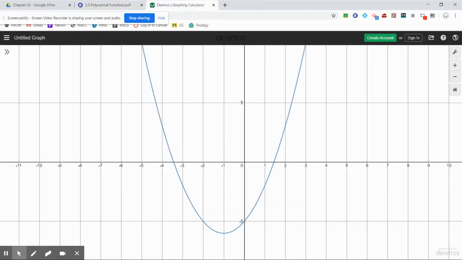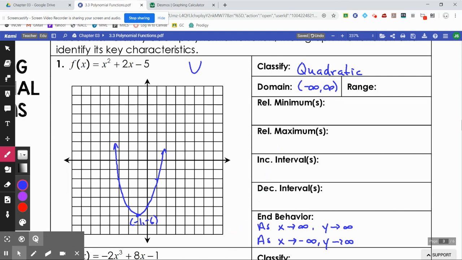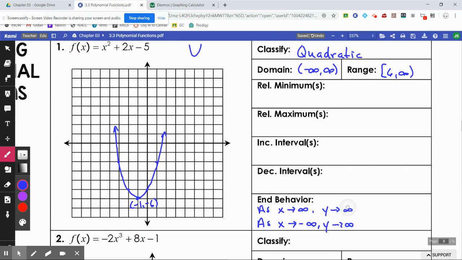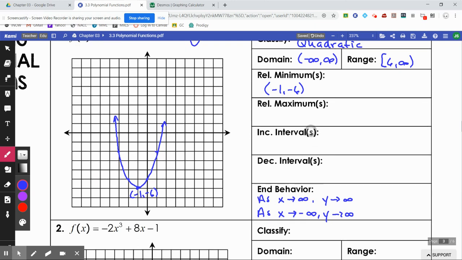So here's our first graph, and we see that it is a quadratic, a parabolic shape. And we have a minimum value here at -1, -6. So let's go back and sketch this graph onto our paper. Okay, there's a sketch of our graph. We've got our domain already, our range. Notice your graph starts at a y value of -6 and goes up forever, so -6 to infinity. Your relative minimum was located at -1, -6. There were no relative maximums.